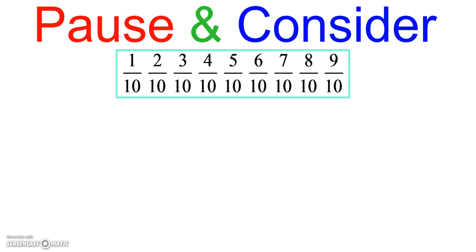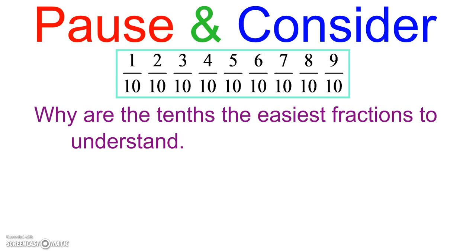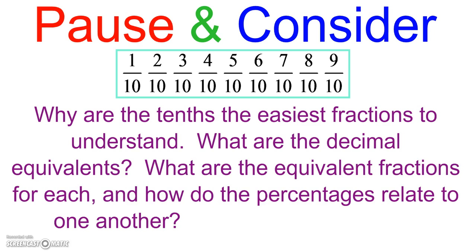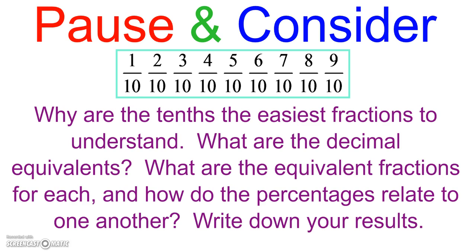Think about the fractions that I'm showing in the box. Why are the tenths the easiest fractions to understand? And what are the decimal equivalents for each? What are the equivalent fractions for each? And how do the percentages relate to one another? Write down your results and pause this video.